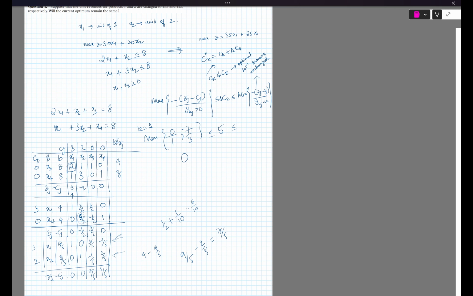But it will become positive, right? Okay, for Ykj it has to be positive. So for this, I consider Ykj that is negative, that is only this one. So it is minus 1 by 5 divided by minus 1 by 5, which is 1. Isn't it? Yes, it means delta C1 lies between 0 to 1.